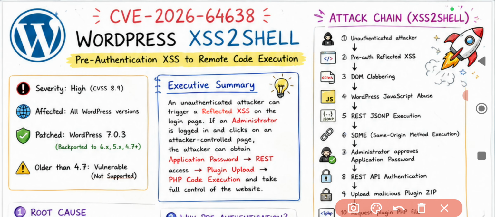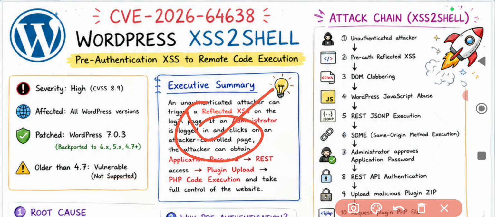Let us begin with the severity, which stands at a CVSS score of 8.9. Coming to the versions, all WordPress versions are impacted. The released patch that has been identified is WordPress 7.0.3. The older version impacted is 4.7, which is vulnerable and not even supported.